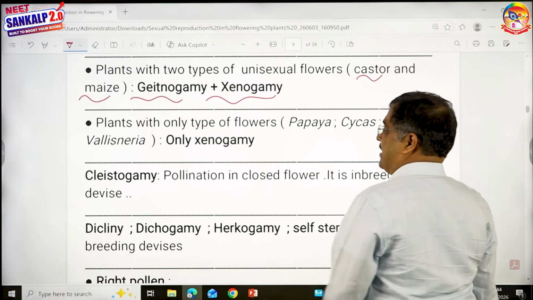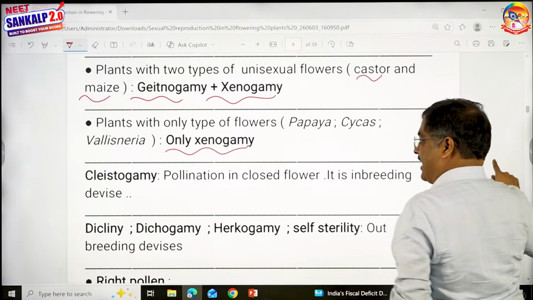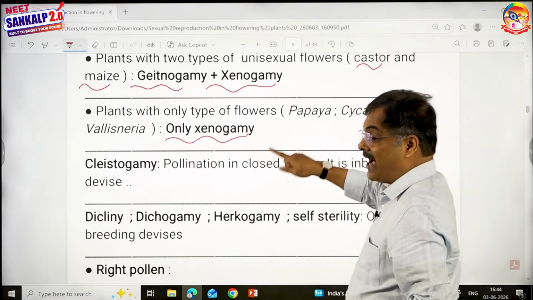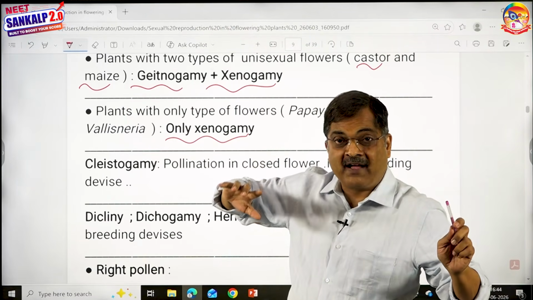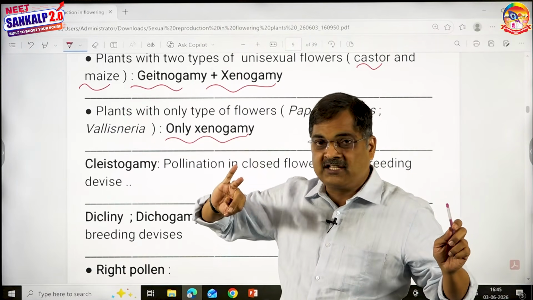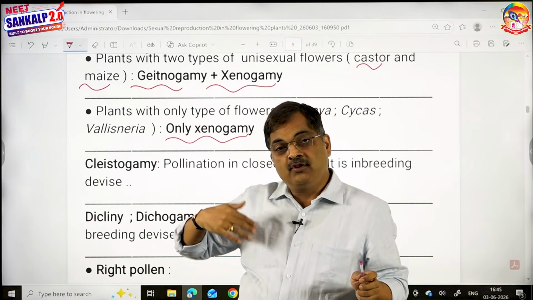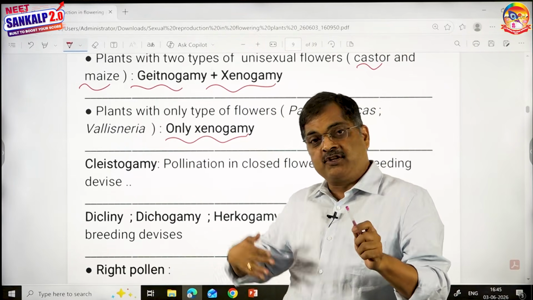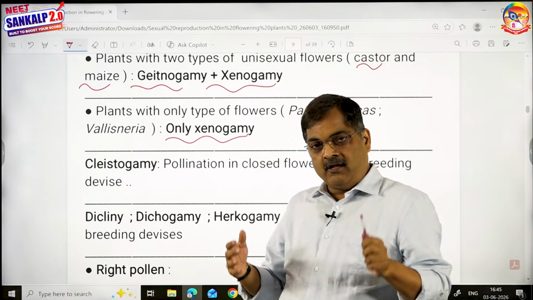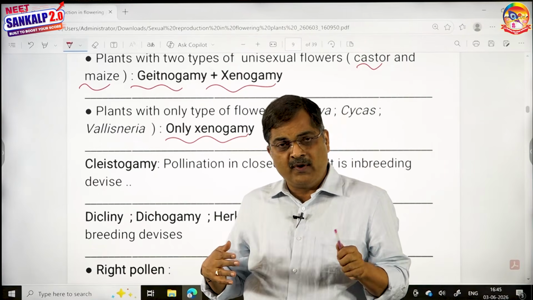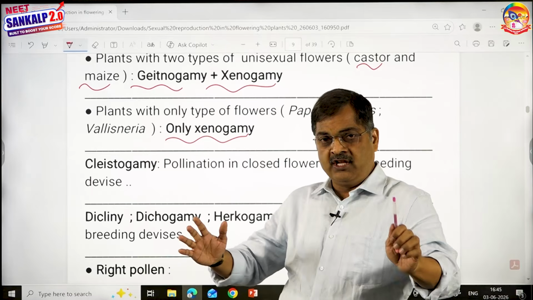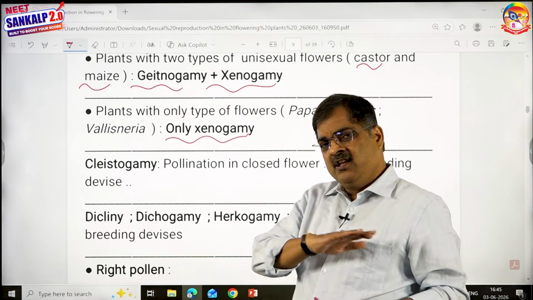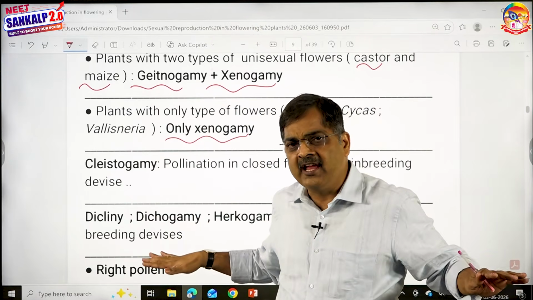Plants with only one type of flower, xenogamy. That is, I repeat, plants with bisexual flowers show autogamy, geitonogamy and xenogamy. Plants with male and female flowers on them, that is monoecious plants, show geitonogamy and xenogamy. And the dioecious plant shows only xenogamy. So shall I say that xenogamy is common in all three? Yes.